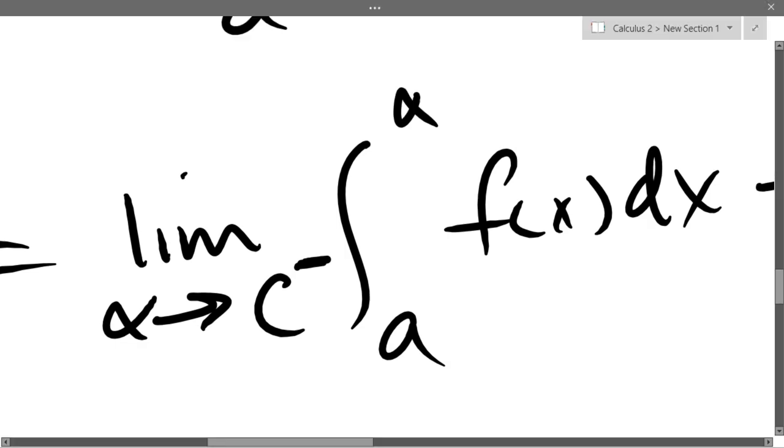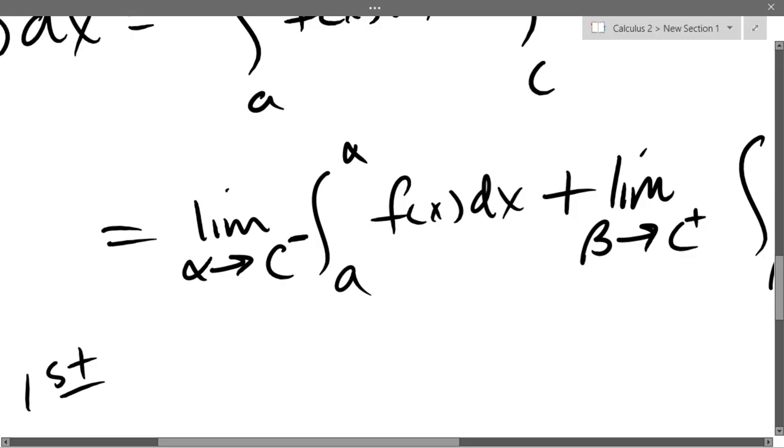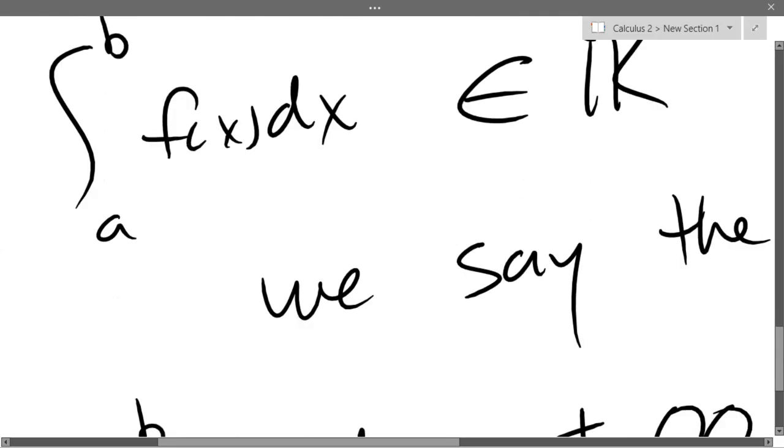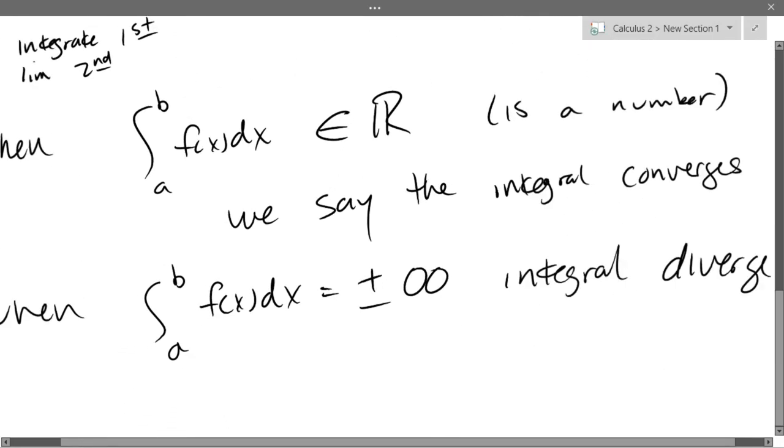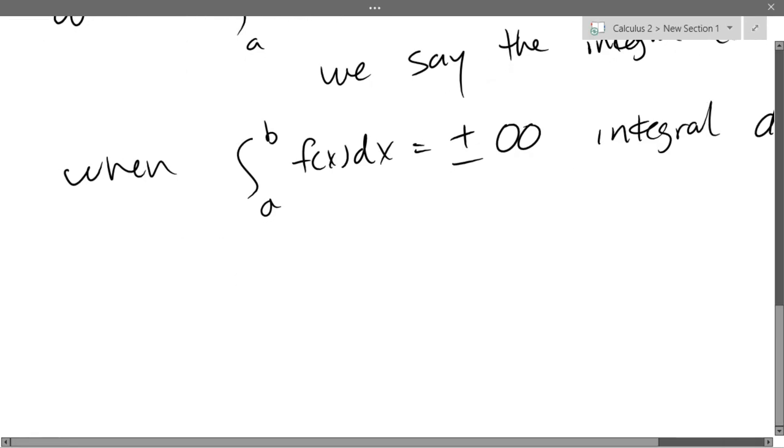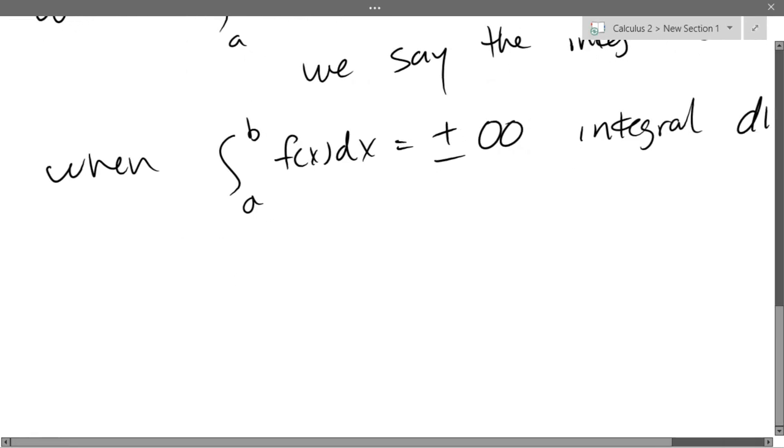The whiteboard doesn't have an undo button. That's very convenient. So we'll do a few examples. There's not that much going on with improper integrals. It just puts together two skills you've been doing for a long time. You've been integrating, and you've been taking limits.